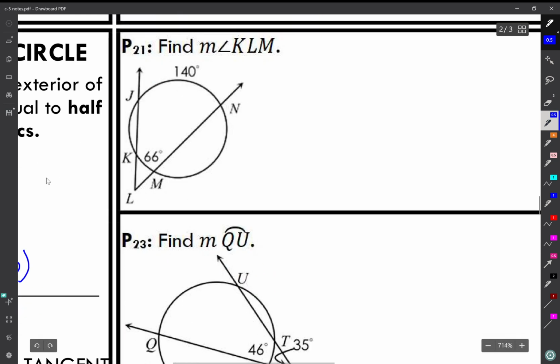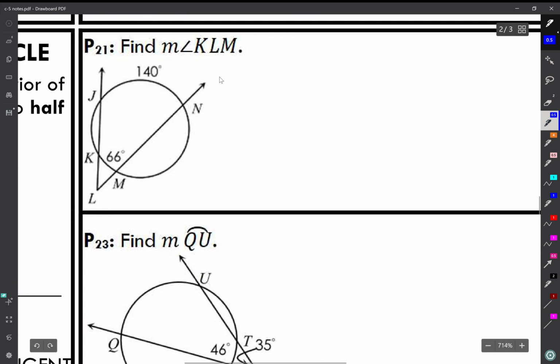Number 21, find the measure of angle KLM. We have two secants here. KLM is this angle right here. So we will subtract those two from 180 and subtract those two, and then we will divide by 2 to get our angle. So the measure of angle KLM is going to be 1/2 of 140 minus 66.